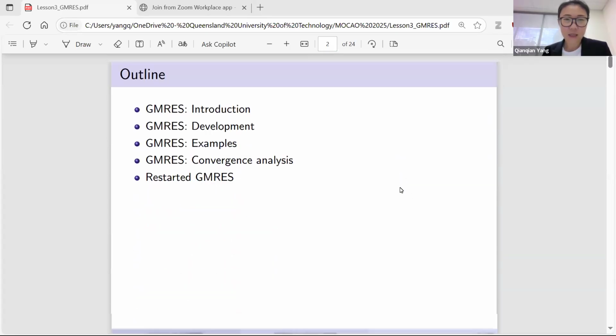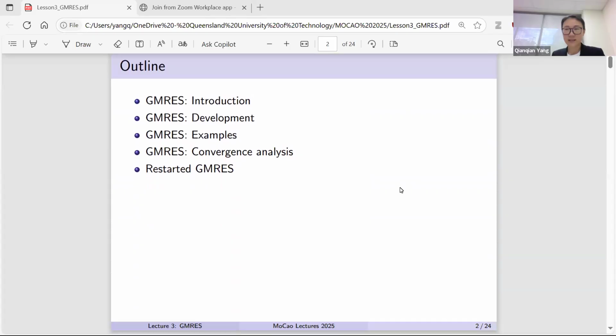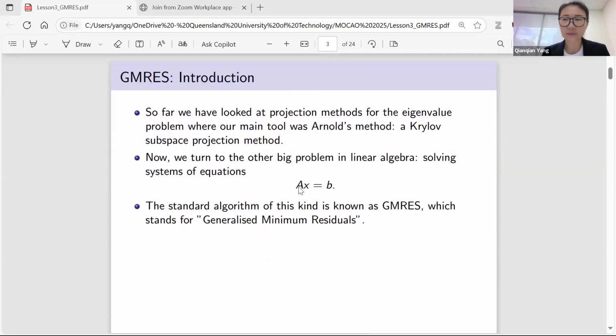Okay, so this is the outline of today's lecture. At the beginning, we'll introduce what GMRES is and what it can be used for, and then we will derive GMRES, see a few examples, and do some convergence analysis. At the end, if we have time, I would also like to talk about restarted GMRES. That's a different aspect of implementing the standard GMRES. Okay, so now let's make a start.